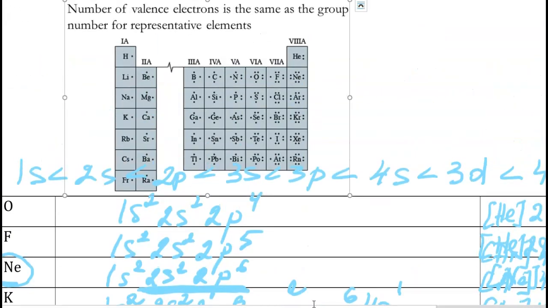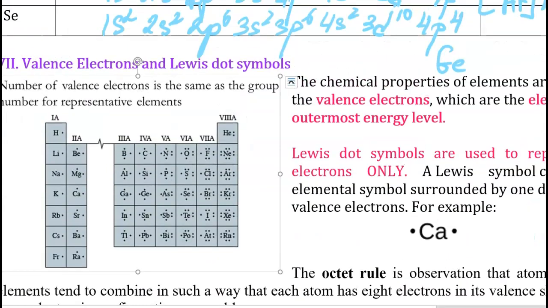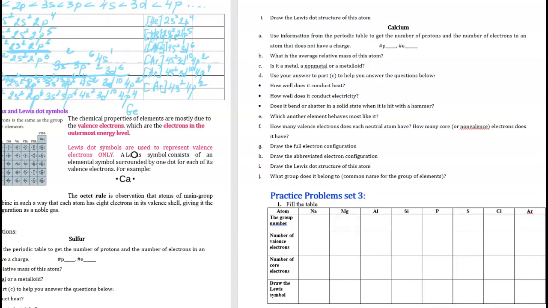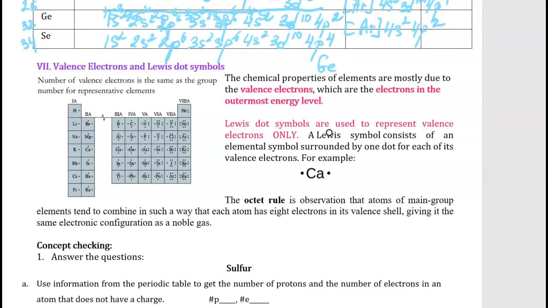Why are there dots here? Dots are here because they symbolize valence electrons. One dot symbolizes one electron, and we remember that every orbital can hold a maximum of 2 electrons.